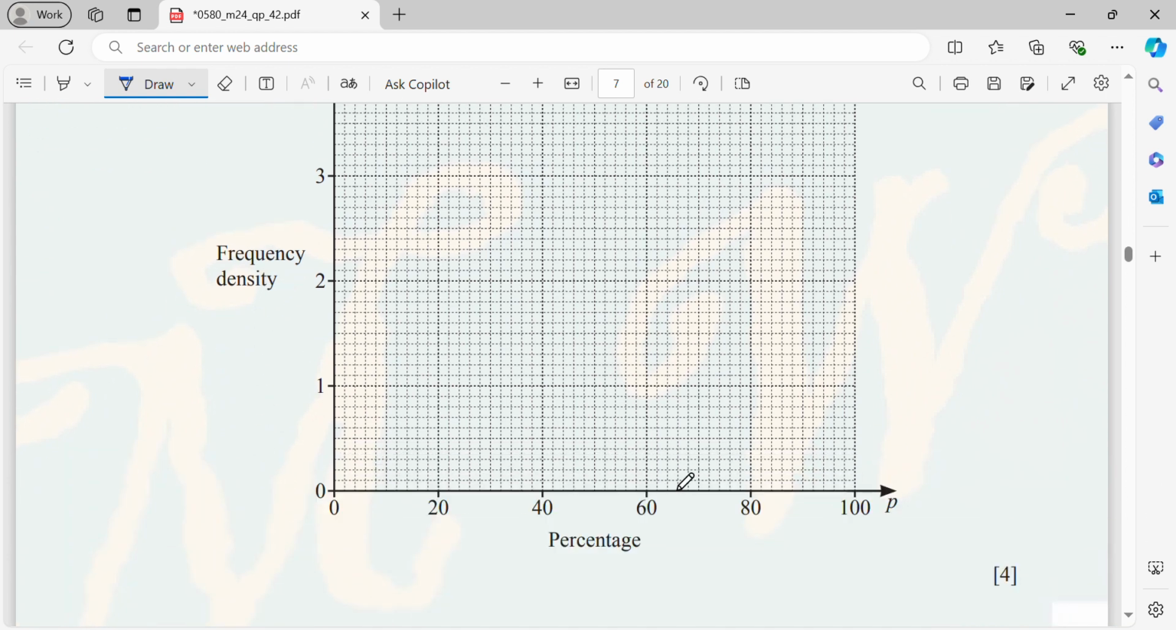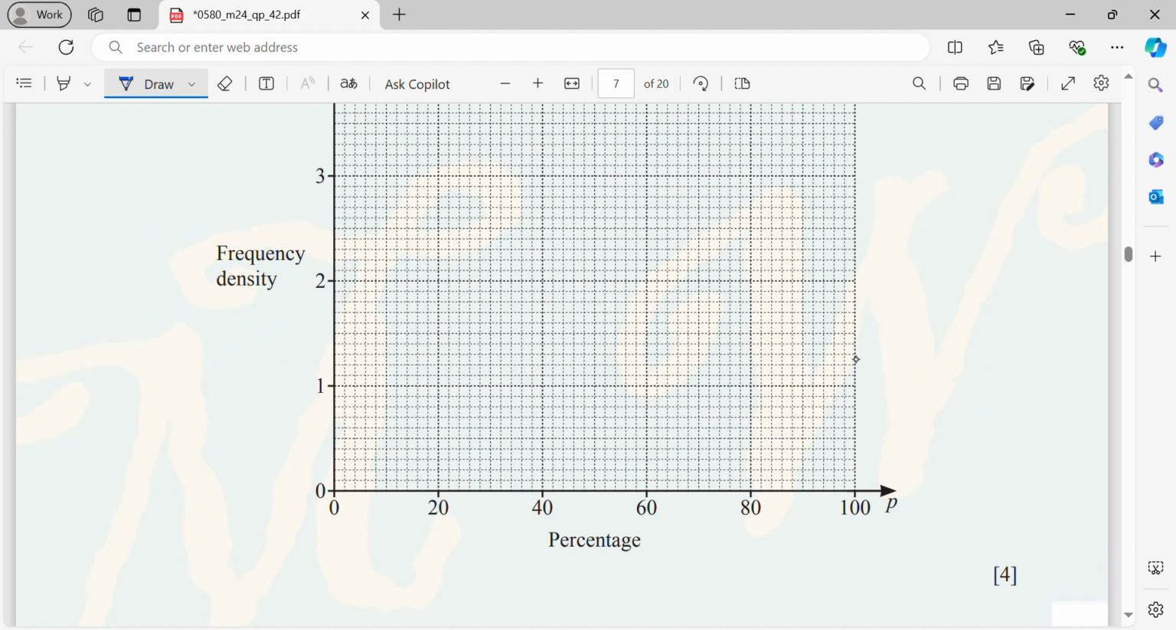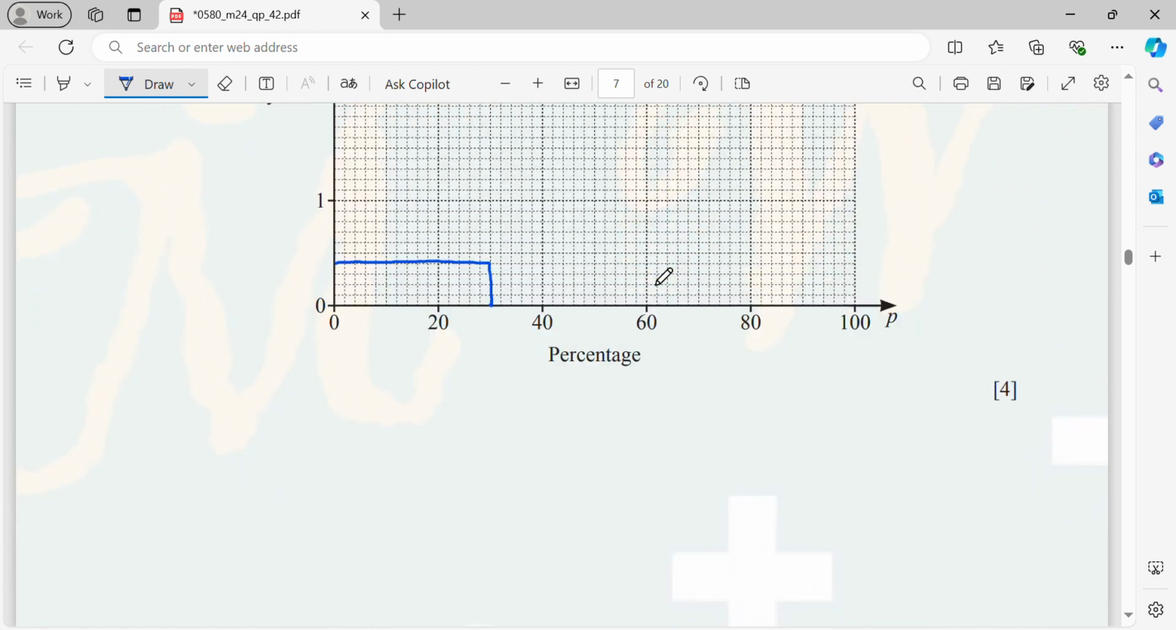Already labeled the axis. So now, for the first one, 0 to 30, the frequency density is 0.4. So 0.4, 0 to 30. Now the next is 30 to 50, 0.9. So 0.9, 30 to 50. So please draw all these histograms using a ruler.